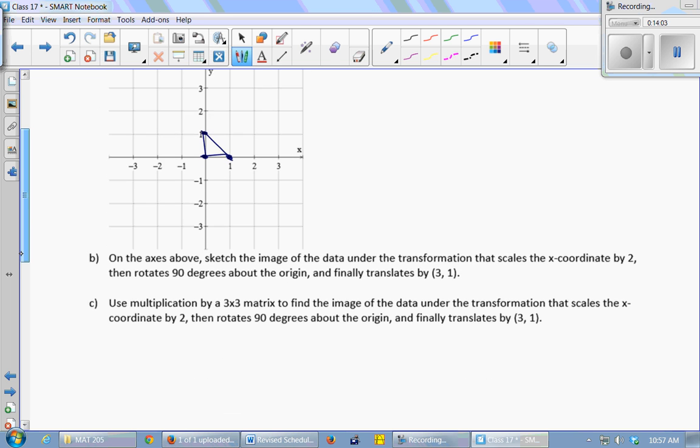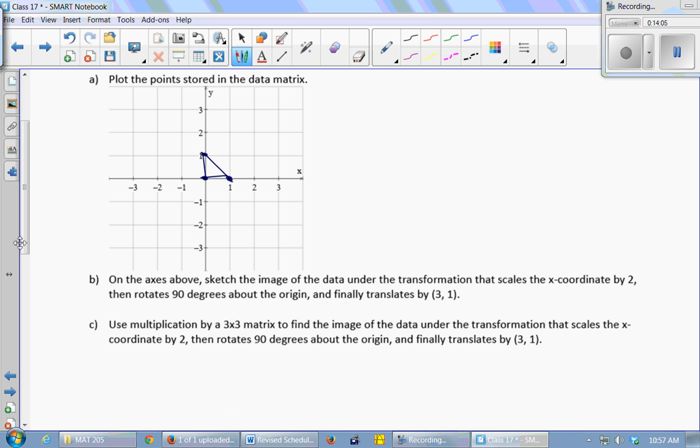So on these axes, I want to sketch the image of this data under the transformation that scales the x-coordinate by 2, rotates 90 degrees about the origin, and then translates by (3, 1). No matrices yet. I'm just going to draw what it's explaining. The first thing I do is scale the x-coordinate by 2. So every x-coordinate has to get doubled, right? These two stay the same because the x-coordinates were 0. Double 0 is just 0. And this guy becomes 2. So I scaled the x-coordinates by 2.